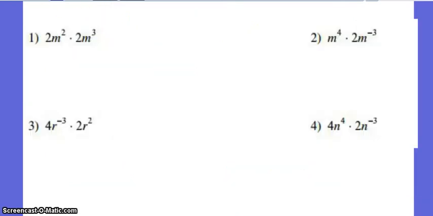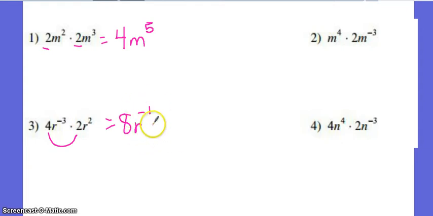Okay, we're going to do a few little examples just to kind of help you out. Here, whole number to whole number, 2 times 2 is 4, and m squared times m to the 3rd, you add, so that's m to the 5th. Here, again, whoops, that was a bad parentheses, sorry. Okay, here you say 4 times 2 is 8, and then r to the -3rd and r to the 2nd, you add, so -3 plus 2 is r to the -1. You don't want to have a negative exponent. You leave 8 there and put r on the bottom and make it positive.